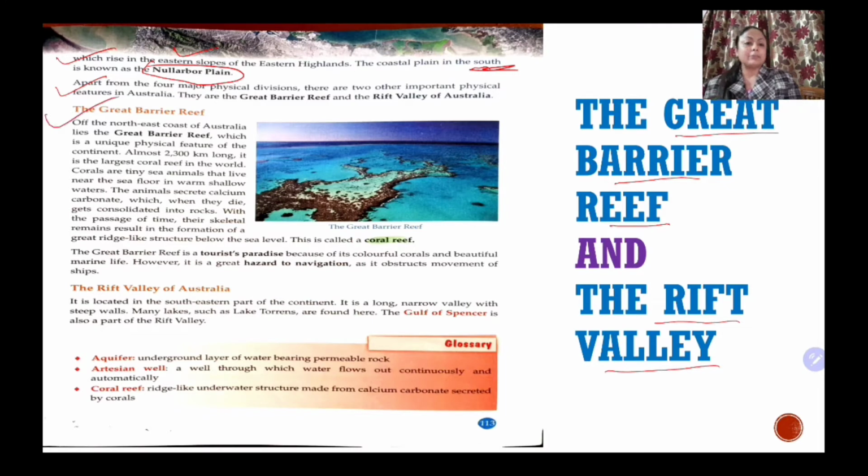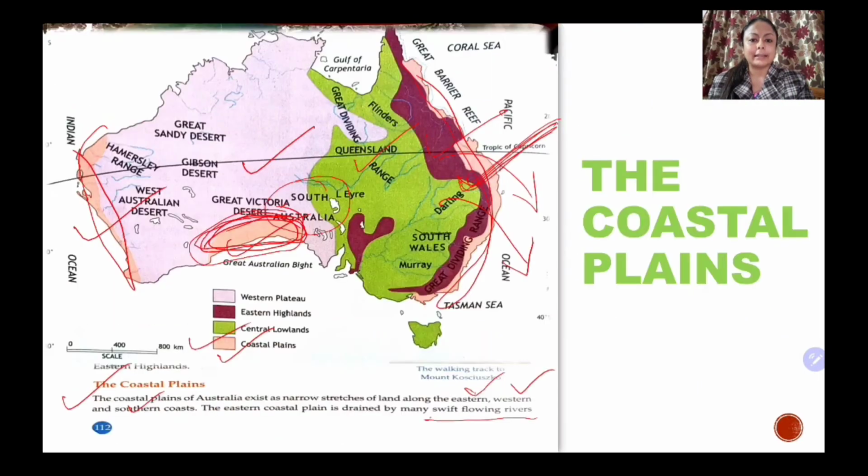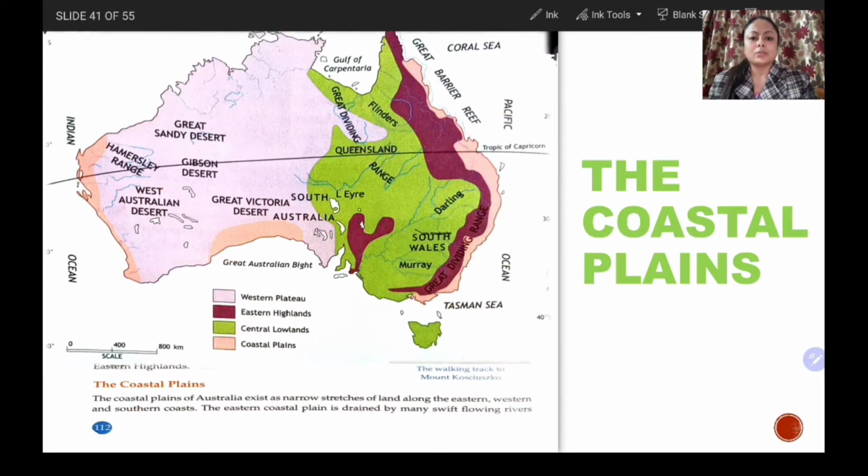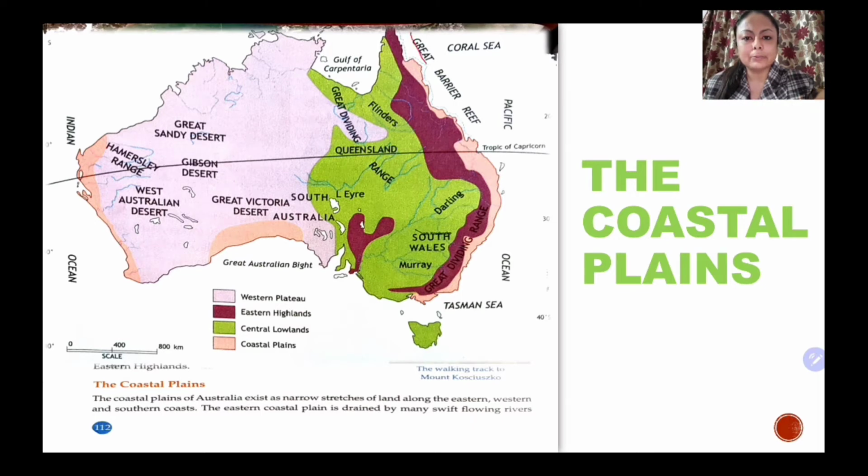The Great Barrier Reef is a very unique feature. It is the largest coral reef in the world, which is off the eastern coast of Australia. If we see the map, we will find out the location. Students, here is the Great Barrier Reef, which is away from the eastern coast of Australia.